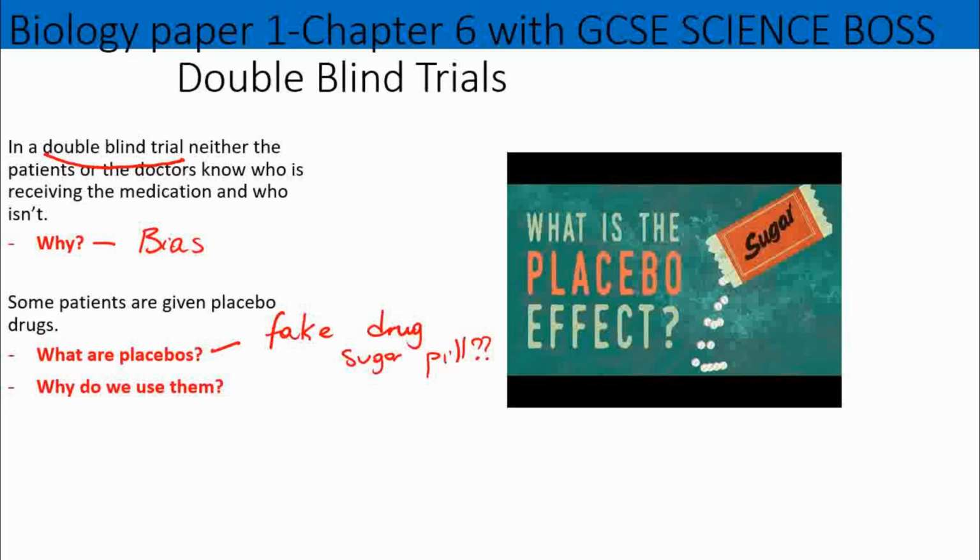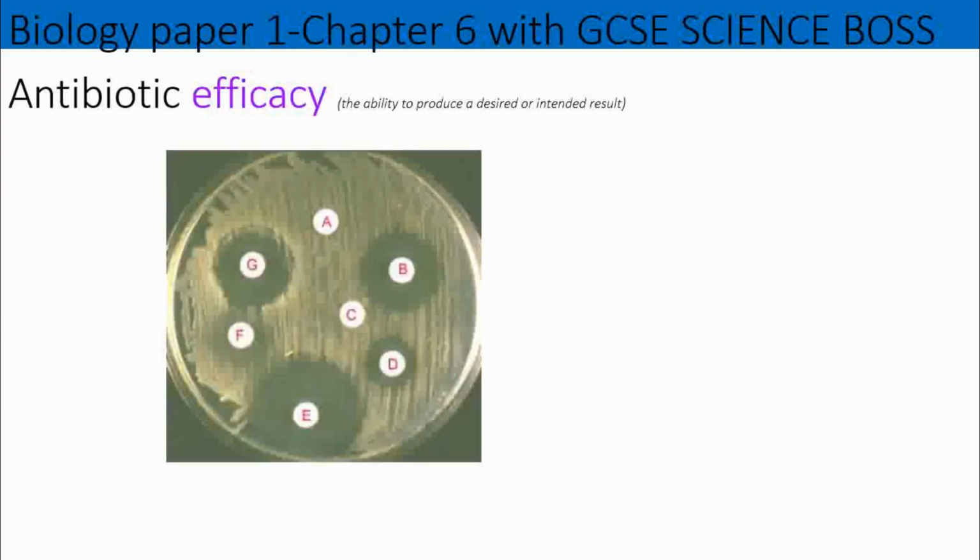Okay, good. So this is called a double-blind trial, in which neither the doctor nor the patient knows who is getting the placebo and who is getting the real drug. Okay, it's all randomly assigned.